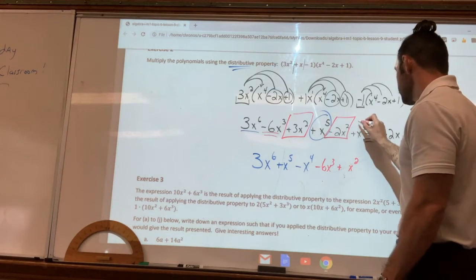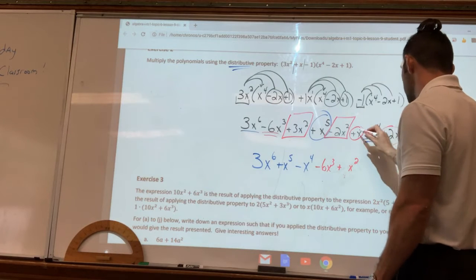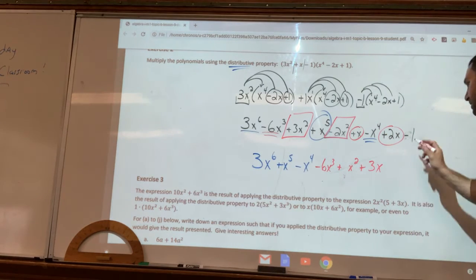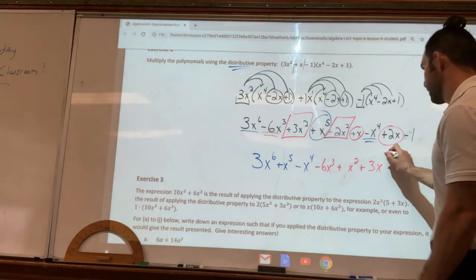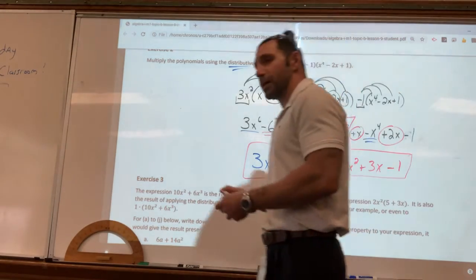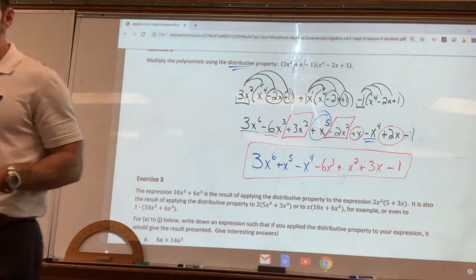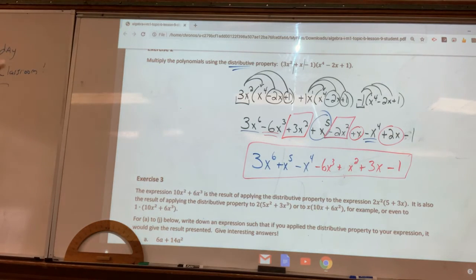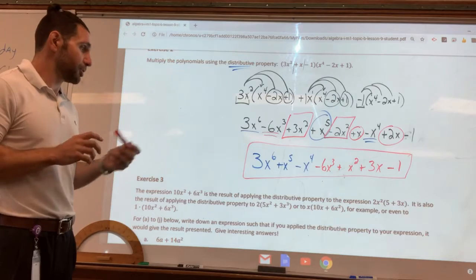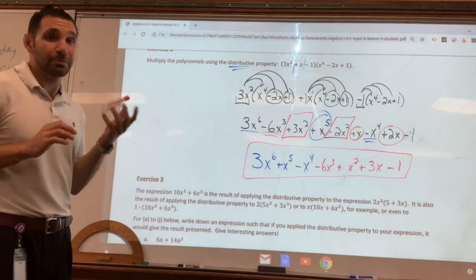Okay? Oh, but now we have x's. 1x plus 2x is positive 3x. Last but not least is my constant, minus 1. This is the answer to the trinomial times the trinomial. Was that a lot of work? Absolutely it was. But guess what? You're going to do that a bunch.